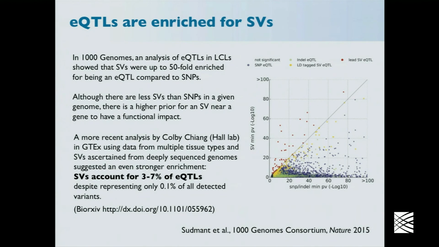So 3 to 7% of eQTLs, despite the SNPs and indels being 1,000 times more numerous. And yet 3 to 7% of the eQTLs are likely to be driven by the structural variants.